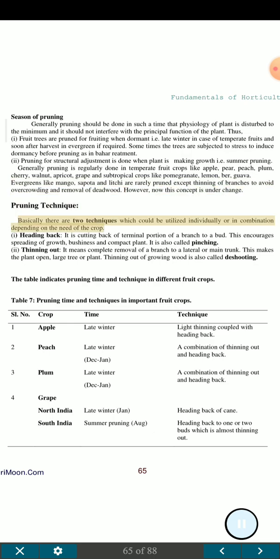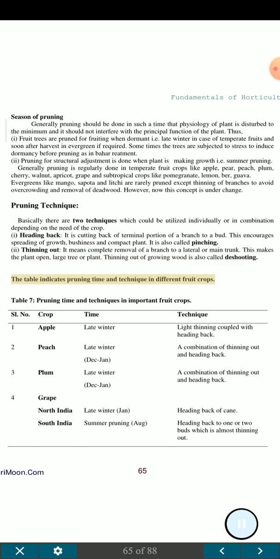Pruning technique. Basically, there are 2 techniques which could be utilized individually or in combination depending on the need of the crop. Heading back. It is cutting back of terminal portion of a branch to a bud. This encourages spreading of growth, bushiness, and compact plant. It is also called pinching. Thinning out. It means complete removal of a branch to a lateral or main trunk. This makes the plant open, large tree or plant. Thinning out of growing wood is also called deshooting.